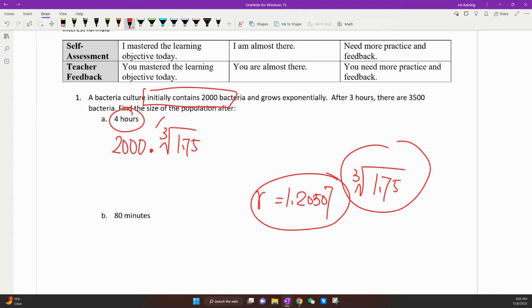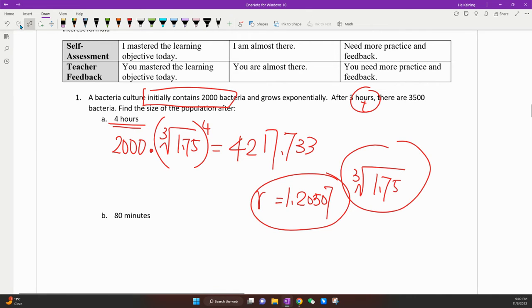And then it says 4 hours, so I just need to put parentheses right here and 4 for the hours. Why do I just put a 4 rather than translate into other numbers? Because my unit for t is just hours. After you punch this whole thing into the calculator, nothing crazy, all you have to find is around 4217.733. Now we know that this is bacteria, just like counting human beings, counting things, living things.